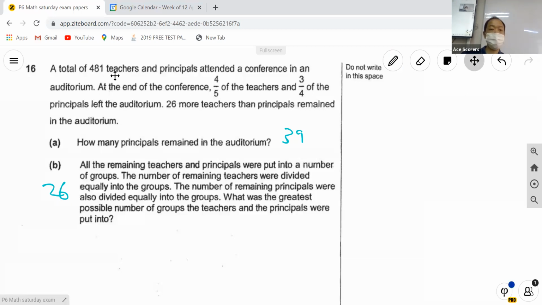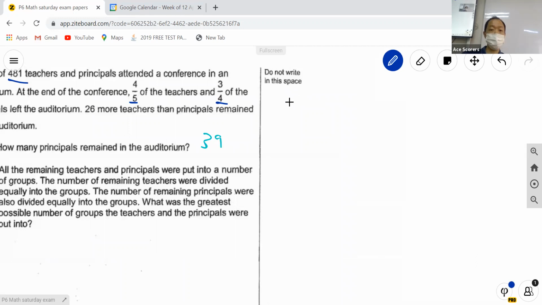So a total of 481 teachers and principals attended a conference. At the end, 4/5 of the teachers and 3/4 of the principals left. So just by looking at these fractions, we know what the ratio is at first. I'm going to write here teachers and principals. Because 4/5 of the teachers left, that means at first there were 5 units of teachers, minus 4 units, so it left 1 unit. All right, principals 3/4. So at first there are 4 parts, then minus 3 parts, left with 1 part.